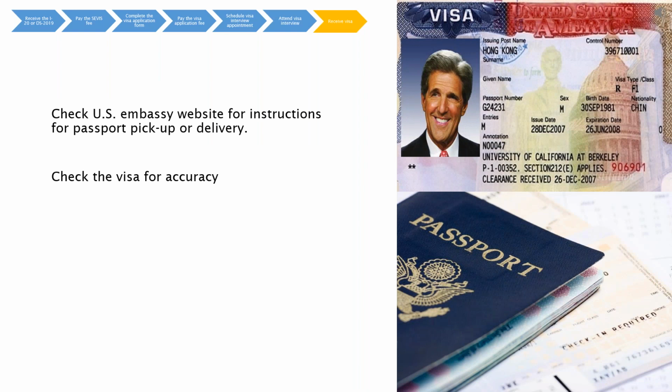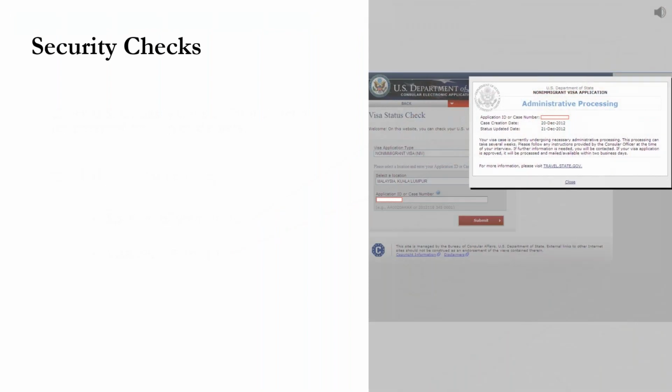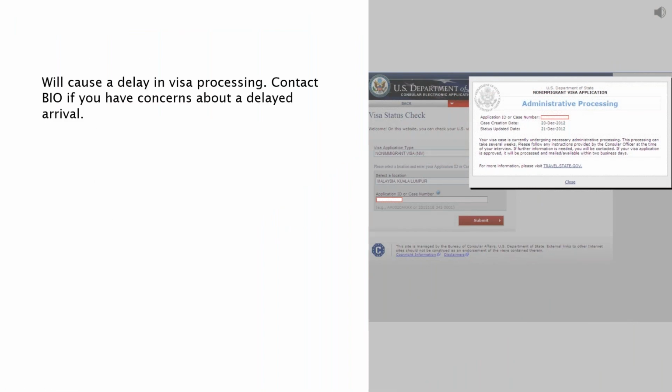Check the visa for accuracy, so make sure that your name is spelled correctly and the visa type that you applied for, either F1 or J1, is correct. Security checks are a possibility as well, so administrative processing will cause a delay in visa processing. Contact BIO if you do have concerns about delayed arrival.